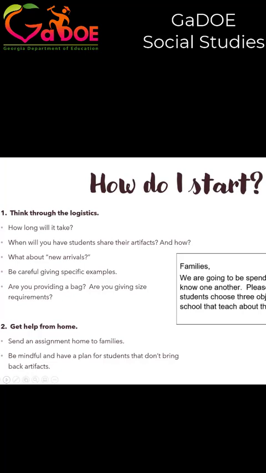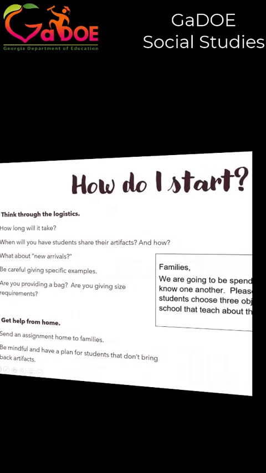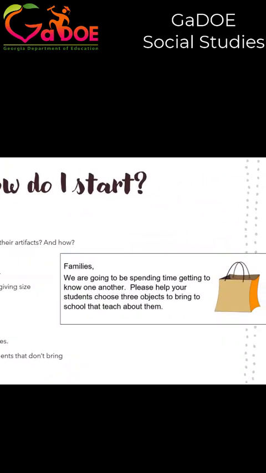What about your new arrivals? What about the students who don't come that first day of school, or what are you going to do to include them later? We also want to make sure that we're being careful about giving specific examples. You see on the right, I've got a quick letter that goes home to families to explain what we're doing. If you give too many specifics, families will send those exact things. So you want to let them be creative.